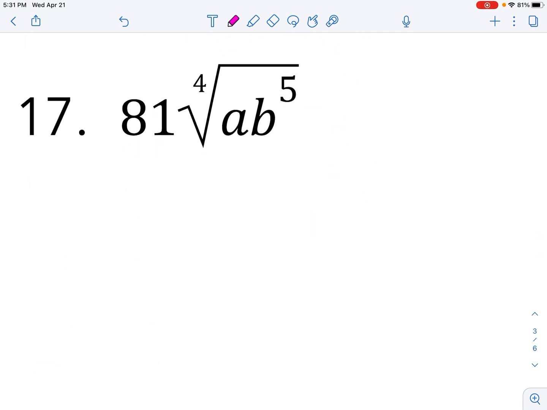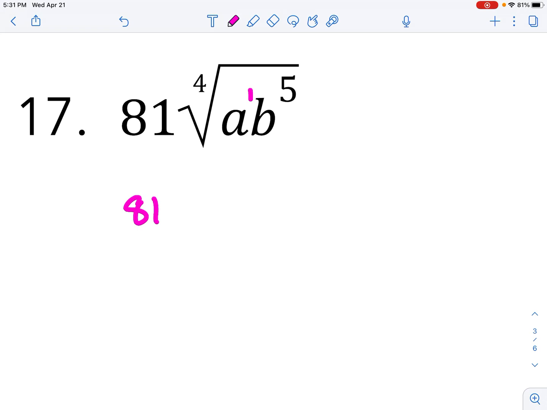Number 17. I see that we have an 81 out front. That doesn't mean I'm going to take the square root of it and make it a 9. I have a lot of kids that like to do that. That's not under a square root. If it was under a square root, then yeah, you would have to, but it's not. It's just an 81, so leave it alone.